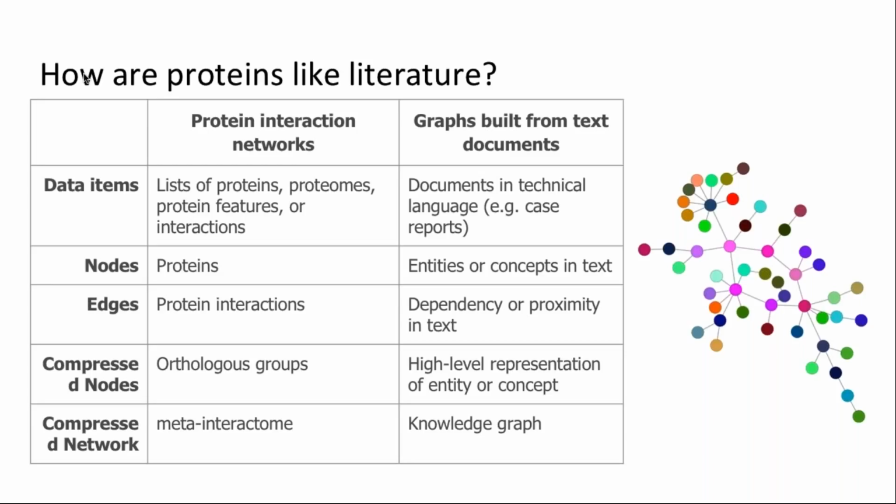But we can do something very similar with text documents as well. This is especially useful for technical documents, like, let's say, medical case reports, which I'll get into in more detail shortly. If we take the entities, or the distinct concepts, in each of those documents, those become the nodes in our graph. The edges can become dependency or proximity in text. There's some relation between those entities and concepts. Then we can compress that further, in much the same way that we'd produce a meta-interactome, into a higher level representation of each entity or concept. We unify it across those documents, and what we end up with is a knowledge graph.